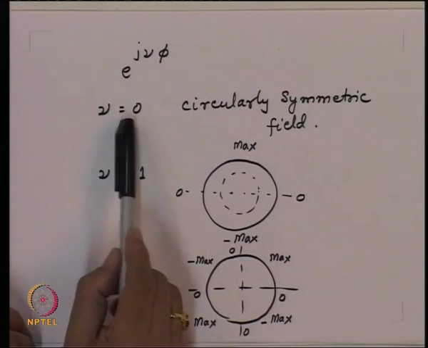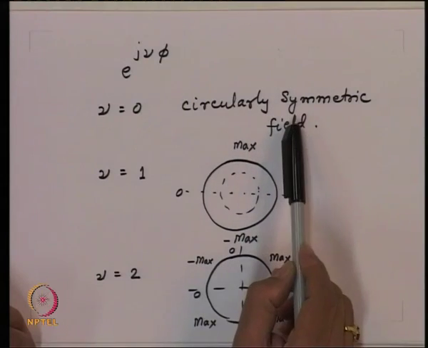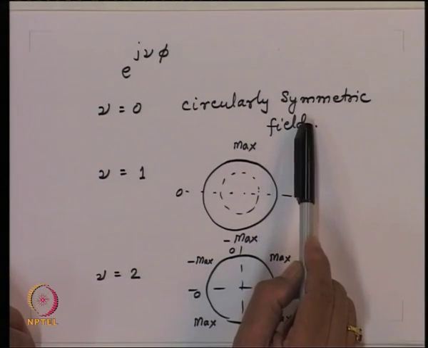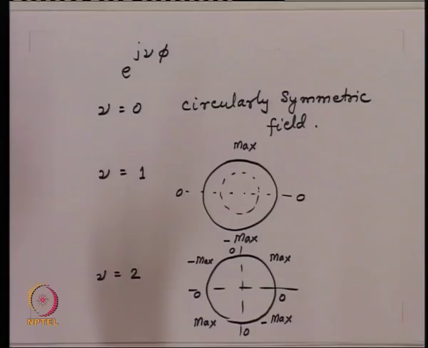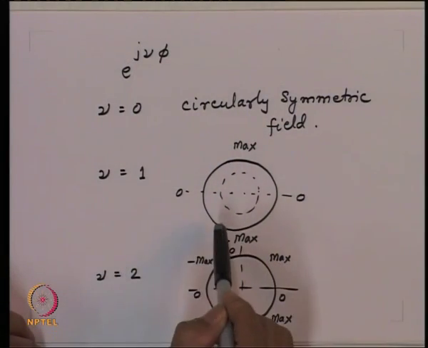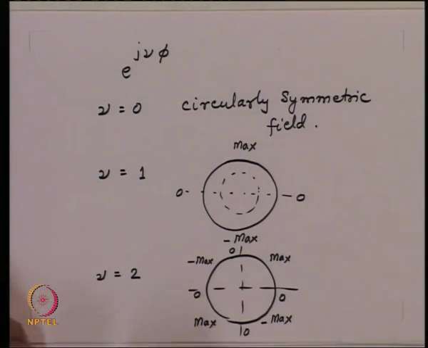So, if I take nu equal to 0, then we get circularly symmetric fields, and these fields would have a maximum intensity at the axis of the fiber. Whereas, if you take nu equal to 1 or nu equal to 2 or any other value of nu, then essentially the field must go to 0 at the center of the fiber.